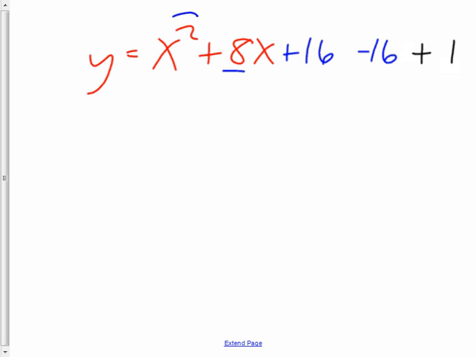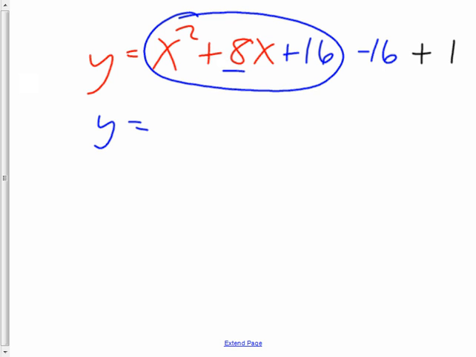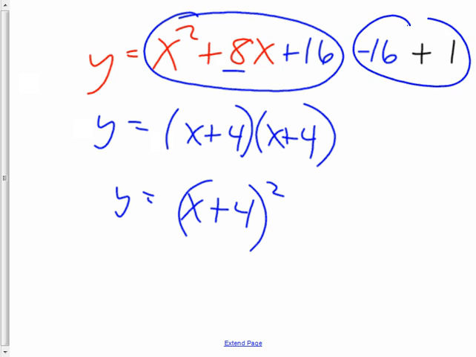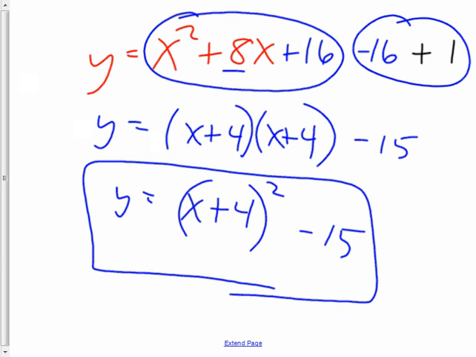Because now this part factors. It's called a perfect square. Watch how it factors. X plus 4 times x plus 4. And what's cool about that is then they can merge together into one thing, x plus 4 quantities squared. And then I just got to put these two guys together, make minus 15. And look, Mom, I got Vertex form.